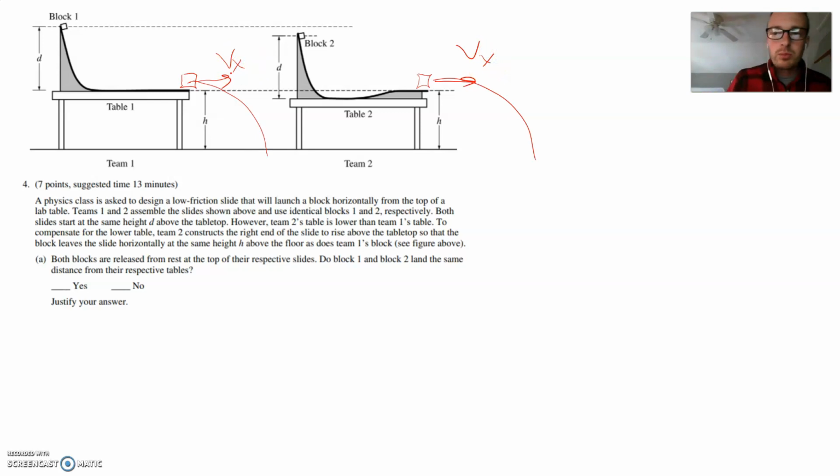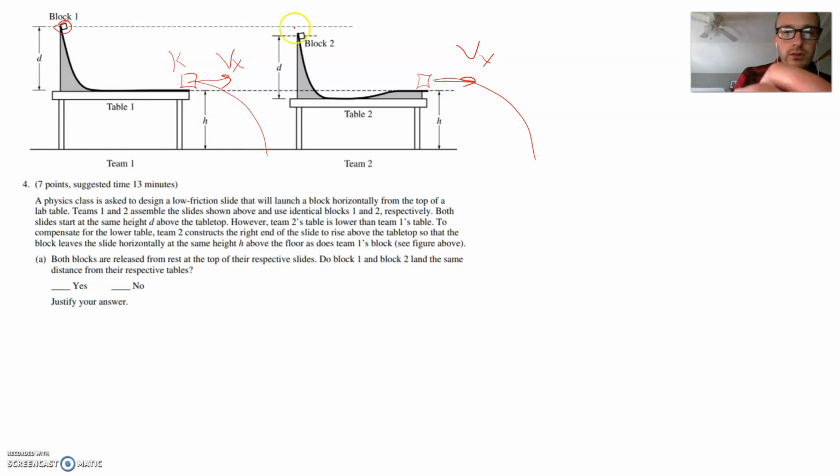Now, where are these blocks getting their velocity? Well, they're getting their velocity from the potential energy that they start with being converted into kinetic energy by the end of the table. So this question is really asking which block is going to have the most kinetic energy flying horizontally off the edge of the table. Whichever one has the most kinetic energy will go the farthest horizontally, since they're both falling the same distance.